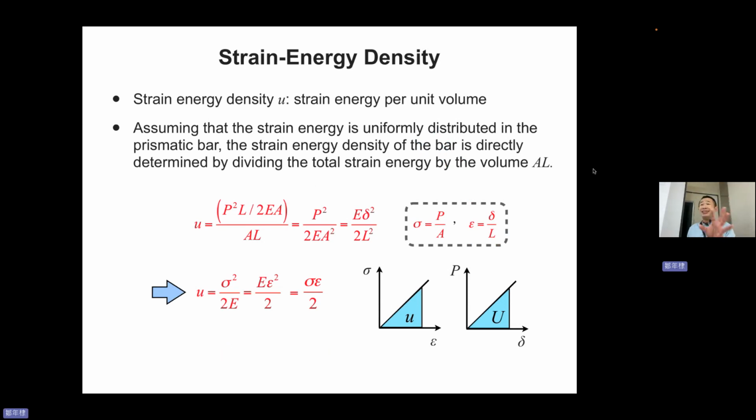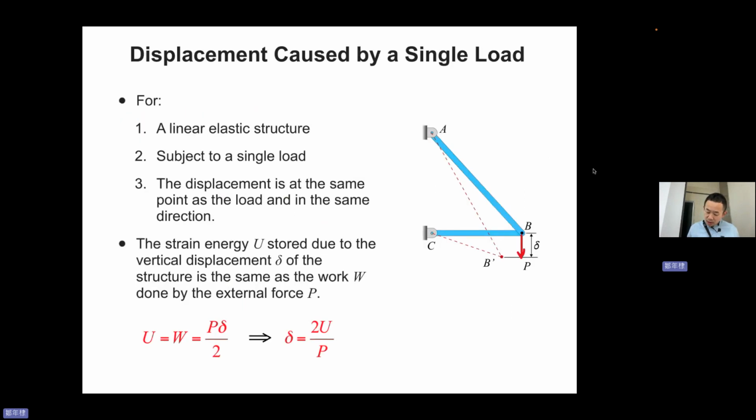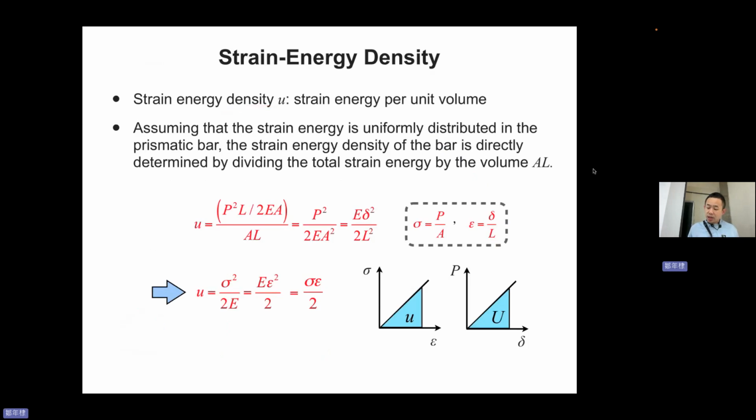I would like to introduce another terminology called strain energy density, but actually they are very similar. Okay, strain energy density. Did you notice that strain energy is capital U, but now if you have density, you have small u. Okay, small u is the strain energy per unit volume. So you need to divide your strain energy by volume.